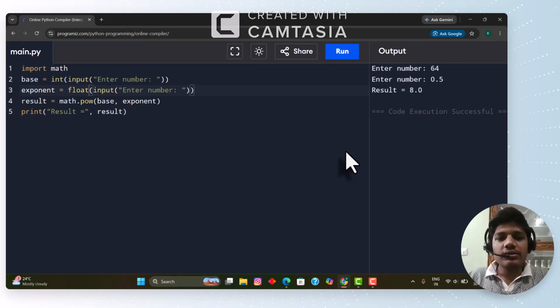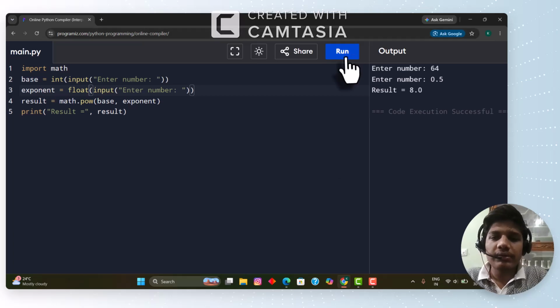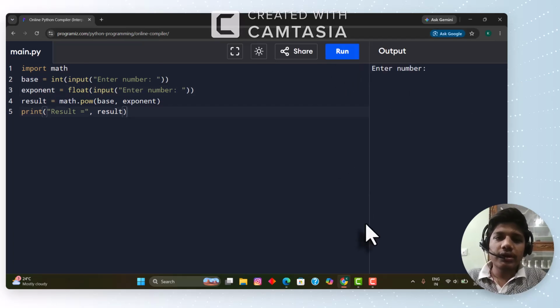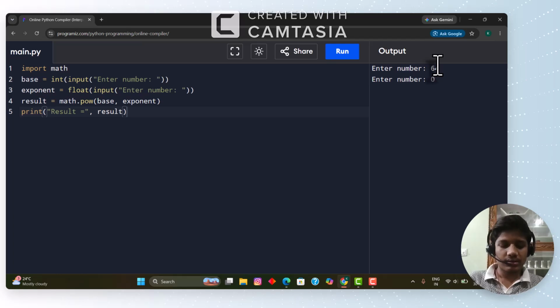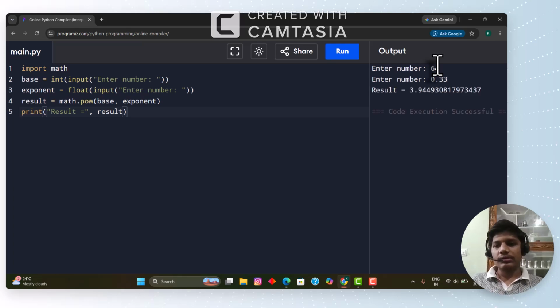But when you use square root, you only get the answer for square root. When you use power, there is no such limit. Cube root also works. For example, if I enter 64 and I enter 0.5, that is 1 by 2. So for 1 by 3, it is 0.33, right? Yeah, 0.33. So enter. 3.9 means approximately 4. Yeah, true.